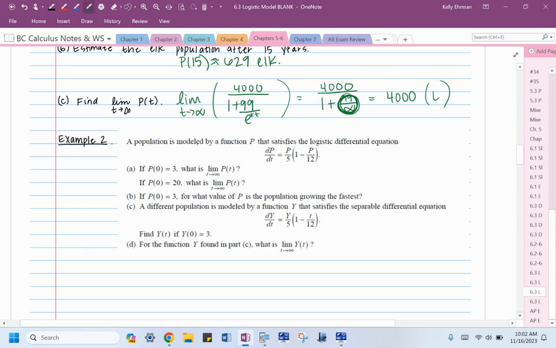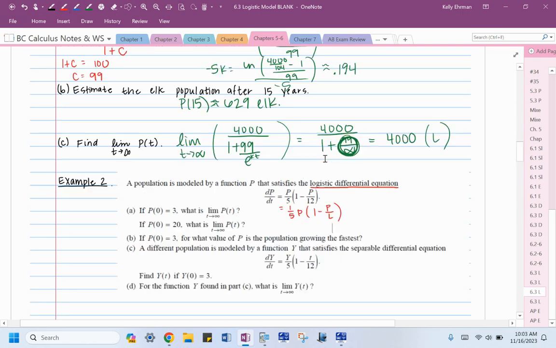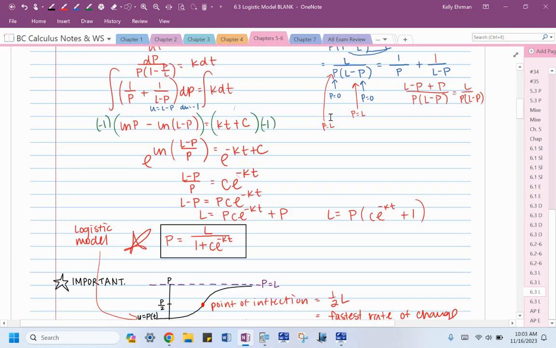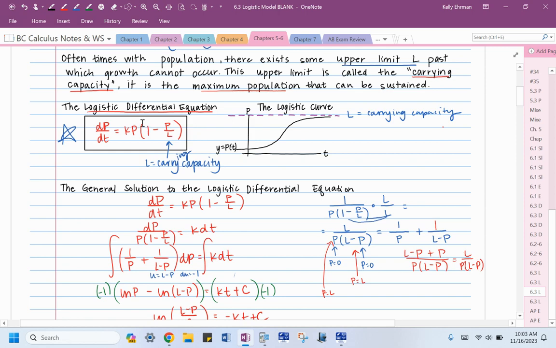A population is modeled by a function P that satisfies, they're telling us this is a logistic differential equation. So what I can gather from that is I have this set up so that there's some K value, which is 1/5, times P times 1 minus P over L, right? Go back a page or two if you need to. This is our setup.